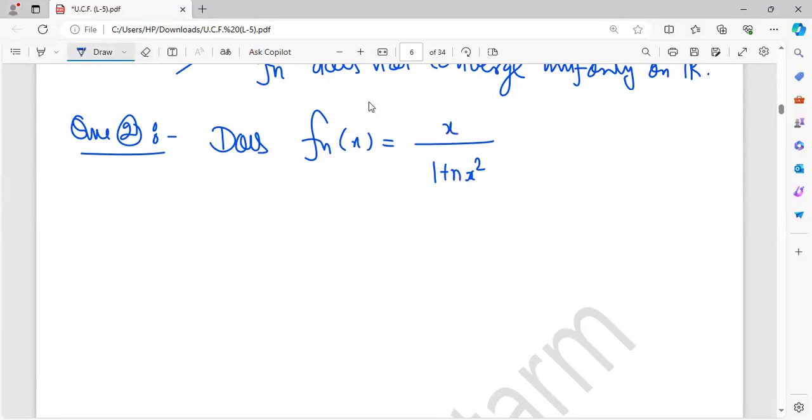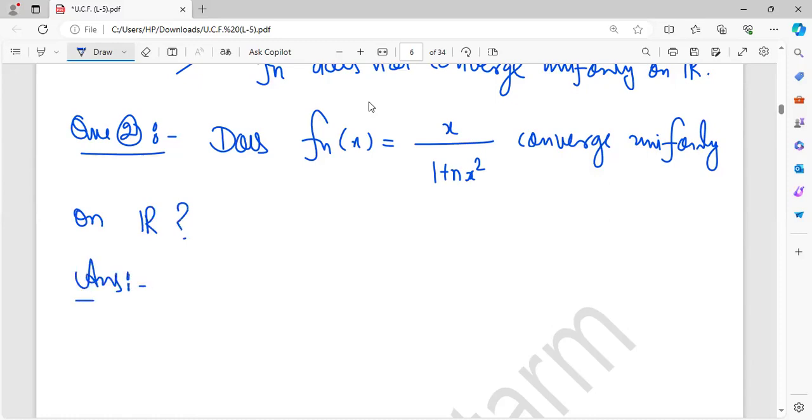And converge uniformly on R. So you can also check it. Fn x is equal to x upon 1 plus n x square. We can change this function to the earlier form. Earlier question, how we can change it?